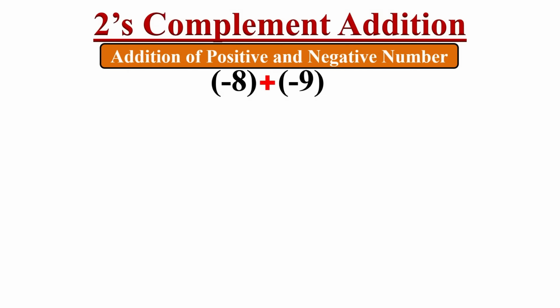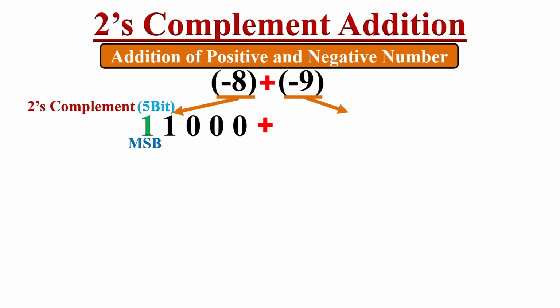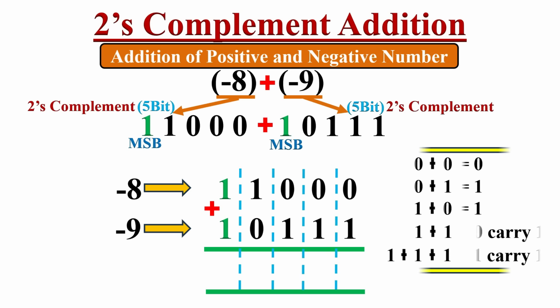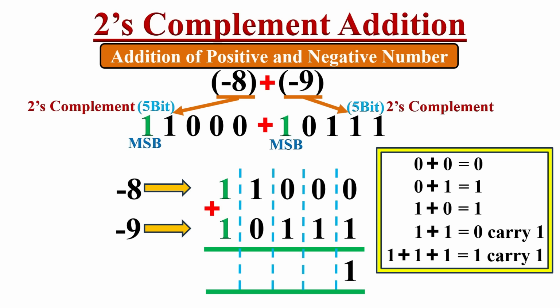Now we will do binary addition of both these numbers, 11000 and 10111. To do binary addition, we must follow column by column method and must start adding from LSB. So here 0 plus 1 equals 1. Next 0 plus 1, that equals 1. Next also 0 plus 1, that equals 1. Next 1 plus 0, that equals 1. And finally 1 plus 1, that equals 0 with a carry of 1 to the next column. Here we must neglect this carry. Here after adding these two negative numbers, minus 8 and minus 9, our result must be minus 17.